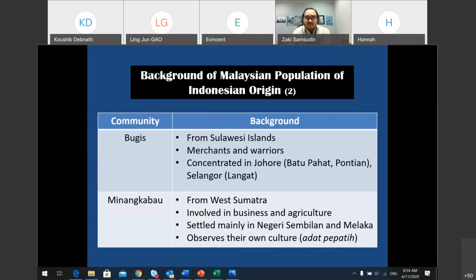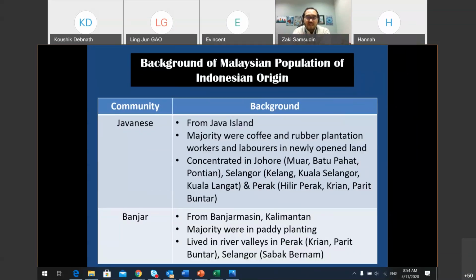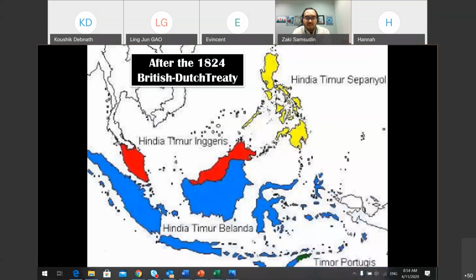The Bugis community came from Sulawesi Island. The Minangkabau people from West Sumatra. Right. I can't show the slide side by side, but if I may refer to this, by annotation over here, Javanese people, Java Island, where's Java Island? Java Island is over here. And then just now the Banjar people came from Kalimantan. Where is Kalimantan? Kalimantan is basically over here. The Bugis people just now came from Sulawesi. Where is Sulawesi? Sulawesi is basically this island.